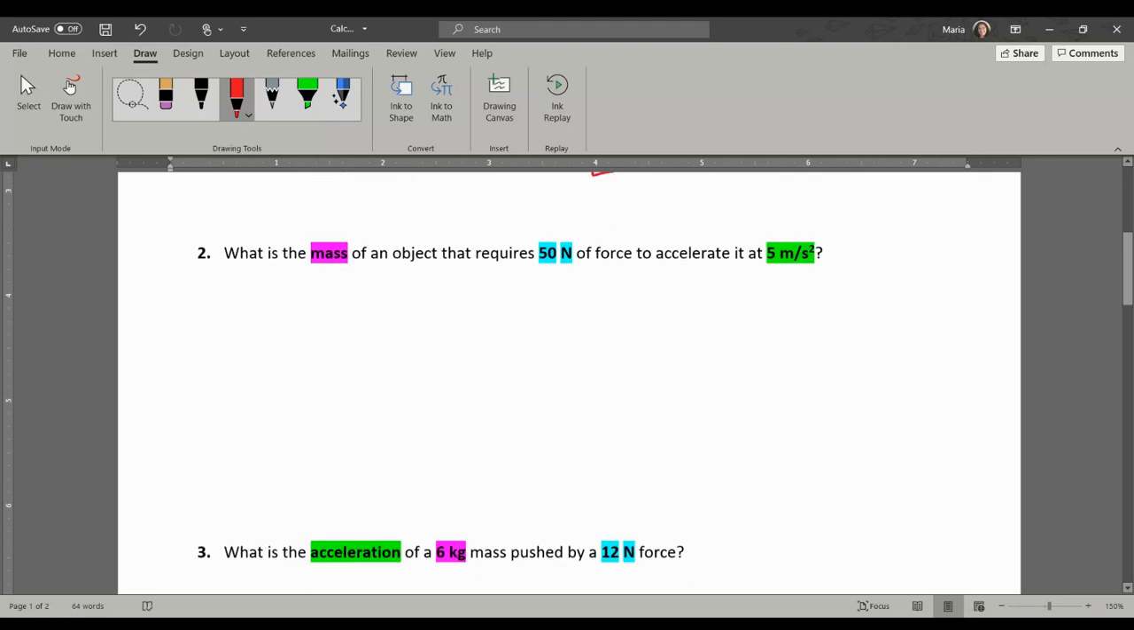For question number 2, it says, what is the mass of an object that requires 50 newtons of force to accelerate it at 5 meters per second squared? So the mass is what I'm solving for, and the 5 meters per second squared is my acceleration. Once I have all of my information, I can start plugging things into my formula. I have 50 newtons of force is equal to my mass, but that's what I don't know, times my acceleration, which in this case is 5 meters per second squared.